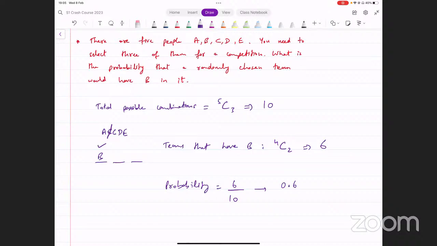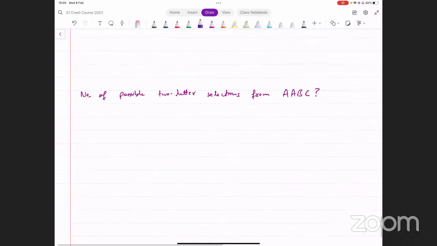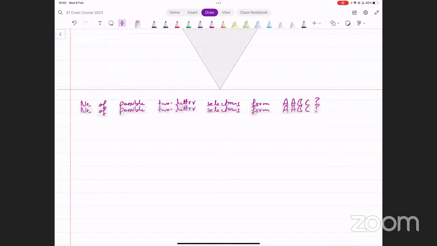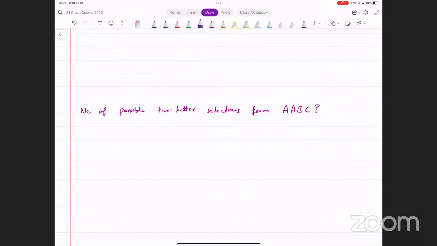There's one example that I wanted to do, but we're running out of time. I want to start another class as well. Think about this for tomorrow. We will discuss this example in tomorrow's class.